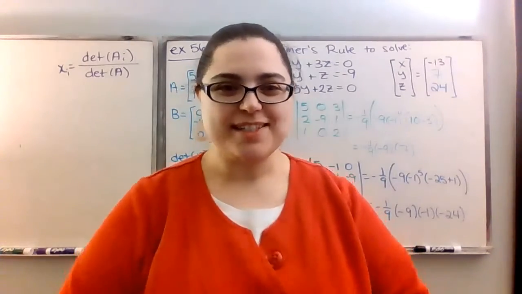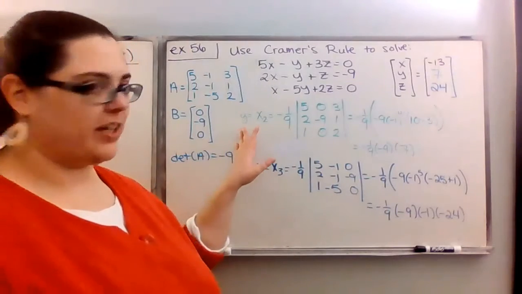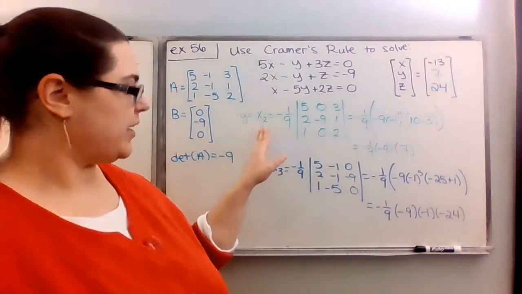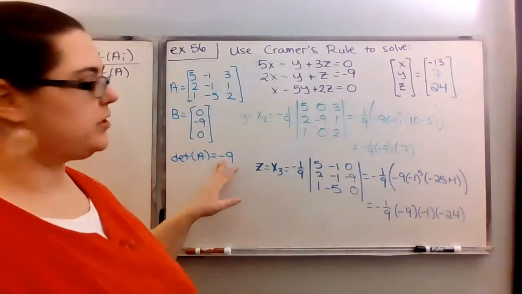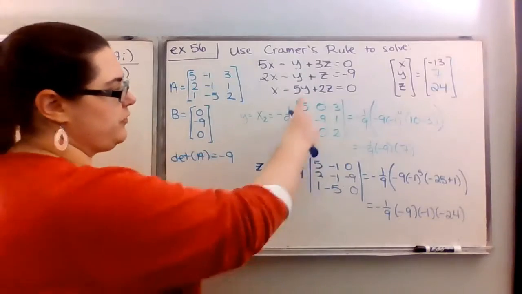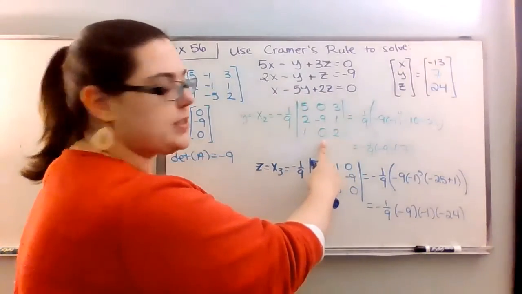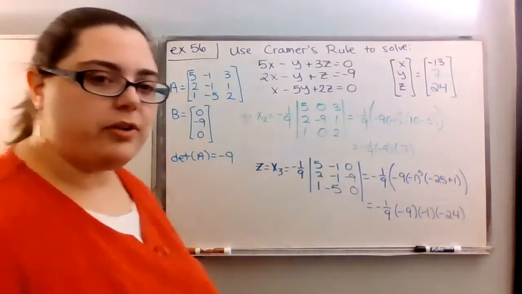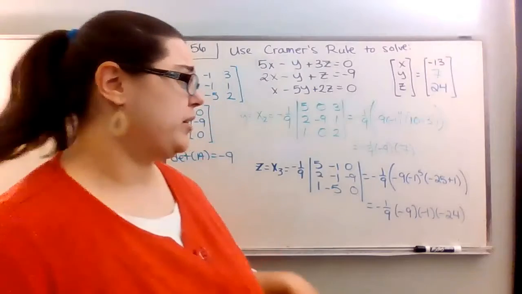Okay, let's see how we did. So for my y value, I have x2, and that's going to be negative 1/9, because it's the reciprocal of the determinant, times the determinant of keeping the first and the third columns. Now the second is replaced by 0, 9, 0. I'm noticing on my screen this looks kind of fuzzy, so I do apologize if you can't read the green.